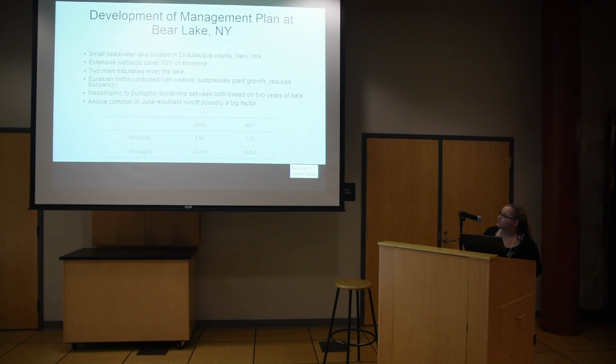We also ran for chlorophyll A, and this is just an average comparison from 2016 and 2017. So in 2016, the chlorophyll A was about 24 micrograms per liter at a depth of 2 meters, and this year it was about 14.